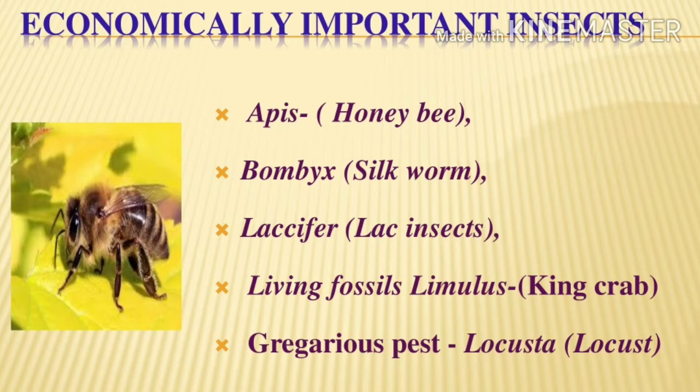We studied the economically important part in the last lessons in +1. In the last lesson of the second volume we will study this in detail along with its life cycle. Okay? Laccifer is the lac insect. Next are living fossils: Limulus, that is the king crab. And next is the gregarious pest, that is Locusta. So these are the economically important insects. Note it.